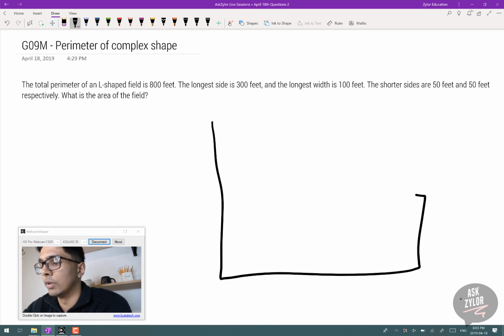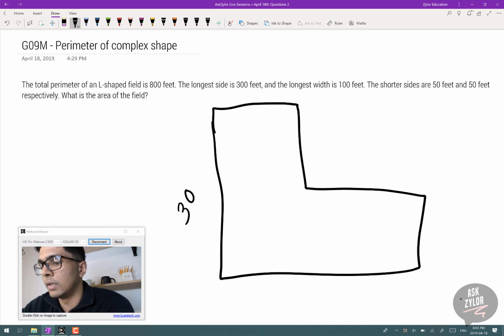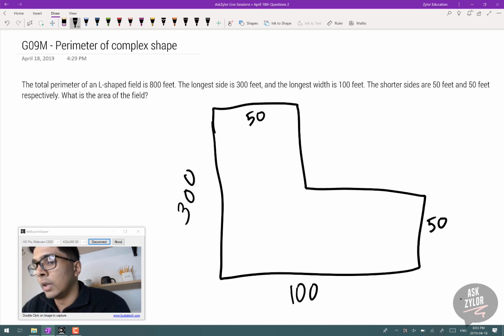So I'm just going to draw a rough shape. The longest side, let's say this is 300, and the longest width is 100 feet. The shortest sides are 50 feet and 50 feet, so I'm going to say this is 50, this is 50, respectively. So what's the area of the field? We're given the perimeter, and they're asking me for the area.